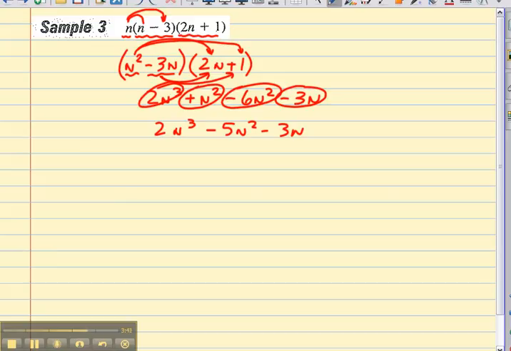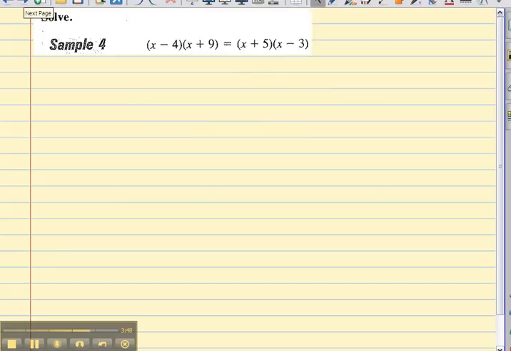Let me see if I have another one here. I think I might have one more, but I'm not sure. Let's see if I can get there. Oh, we need to solve it. We definitely need to do this.